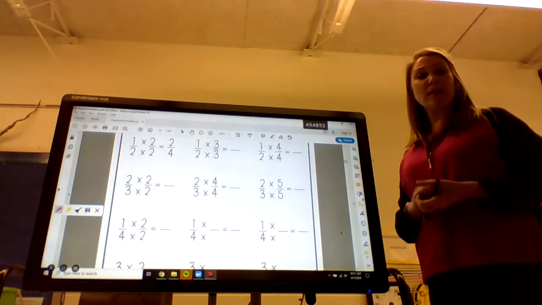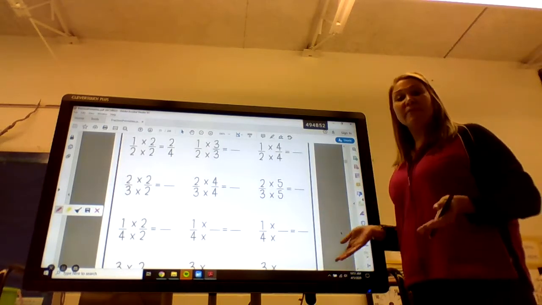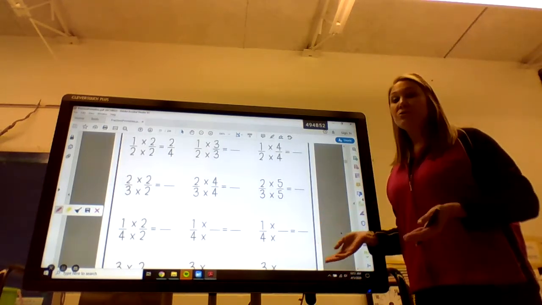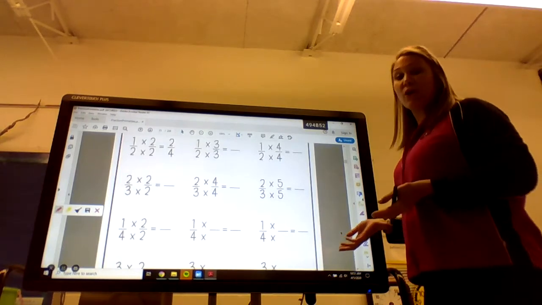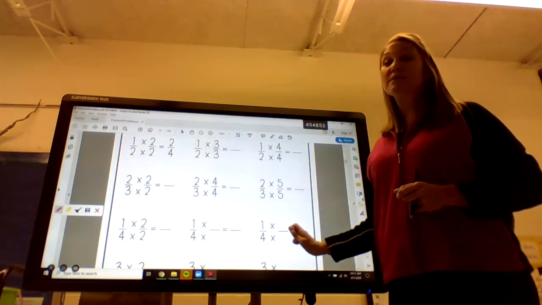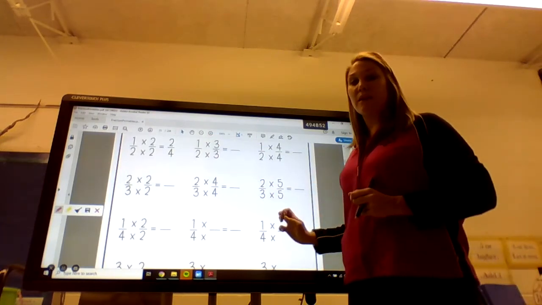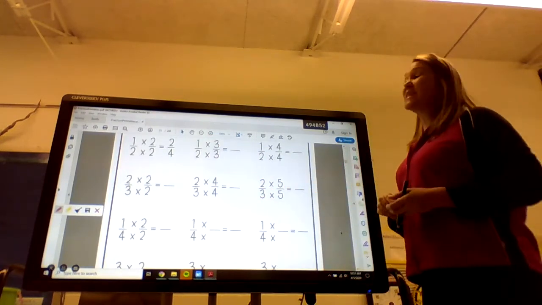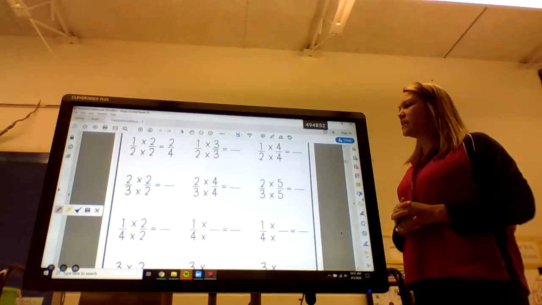But remember, when we make equivalent fractions, we have to be fair to fractions. So whatever you multiply or divide your numerator by, you have to do the same thing for the denominator. This is something we already did in class, so real quick review.